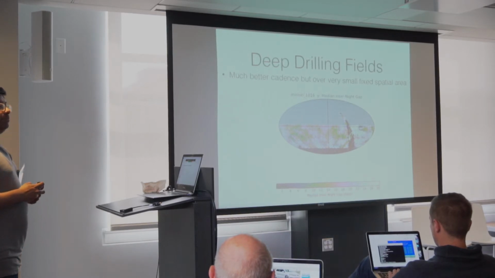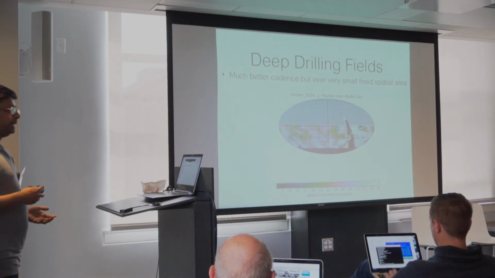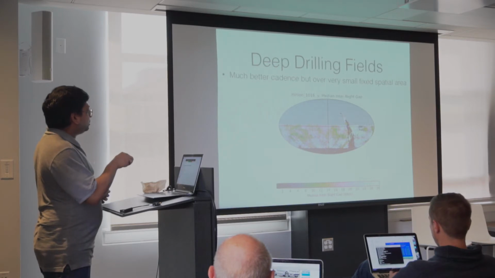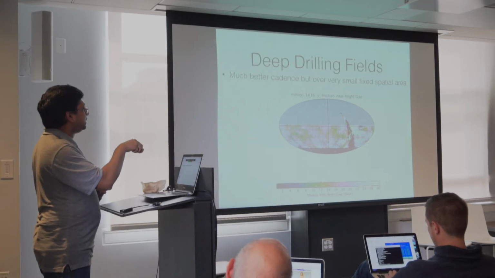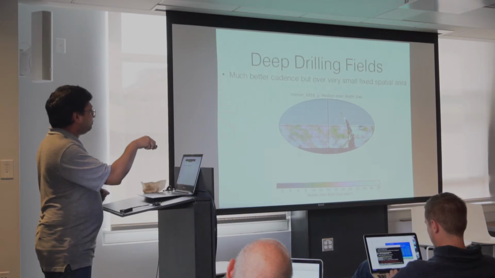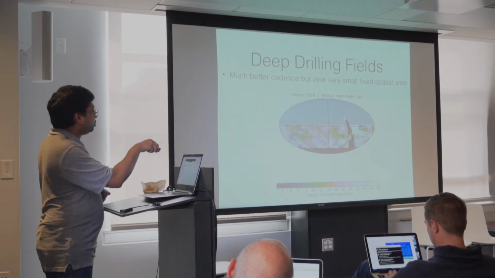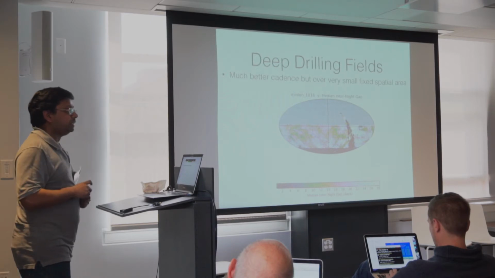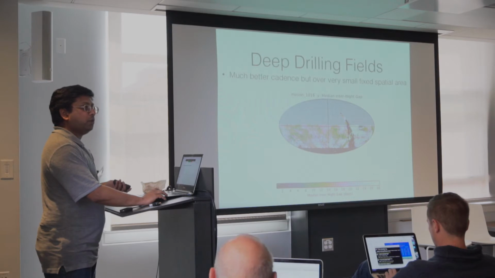There are these deep drilling fields that we mentioned. This has a much better cadence, much better co-added depth. And so this is a nice way to just see the median internight gap. It's the same figure that I showed you before, but you can see that the green is about 14, the white is about 26, and the deep drilling fields are these points which are somewhere out here around 2. But it's only a few tens of square degrees.